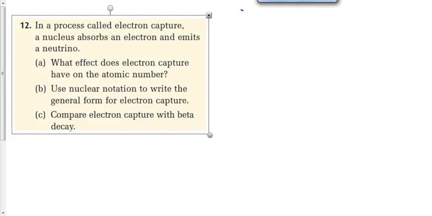In a process called electron capture, a nucleus absorbs an electron. Let's say our nucleus is carbon-14. Honestly, I'm not sure if carbon-14 would capture an electron or not, but let's say that it does. If it does, our electron is going to be on the left-hand side, not on the right-hand side. It's not beta negative decay. We're not producing an electron. We're absorbing an electron or capturing an electron.